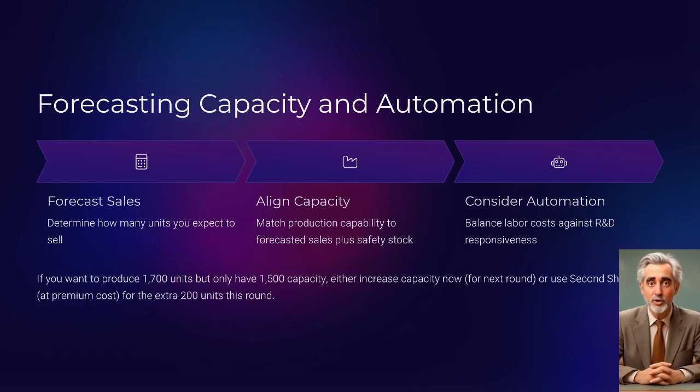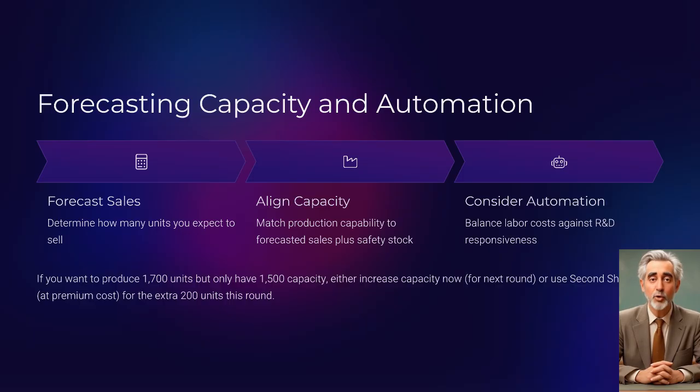Your capacity in the production module should match your forecasted sales plus any desired safety stock. Don't forget to factor in first shift and second shift labor. First shift can handle 100% of capacity, but second shift labor is paid at a premium. Let's say you want to produce 1,700 units, but you only have 1,500 capacity.